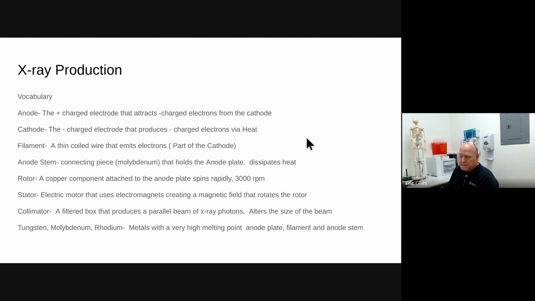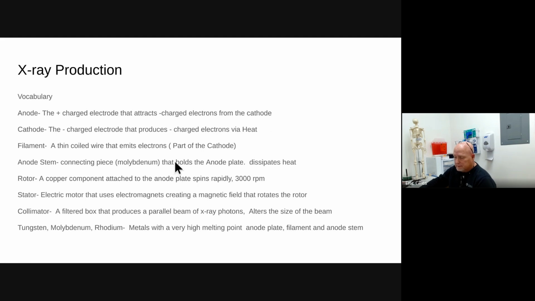Filament. The filament is a thin coiled wire that emits electrons. Okay, it's part of the cathode. So the anode stem is a connecting piece. It holds the anode plate, and it's usually made out of molybdenum, and it helps dissipate heat.